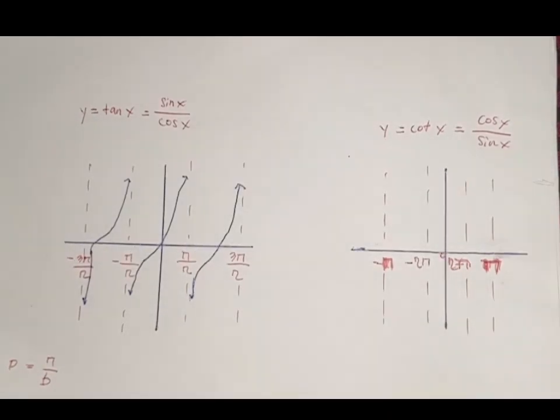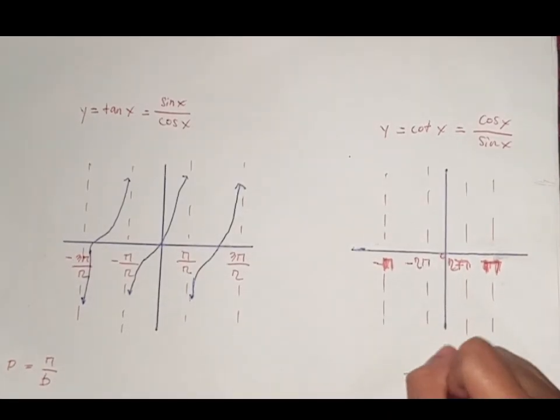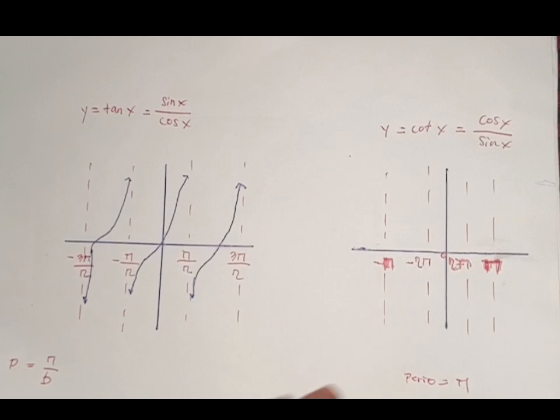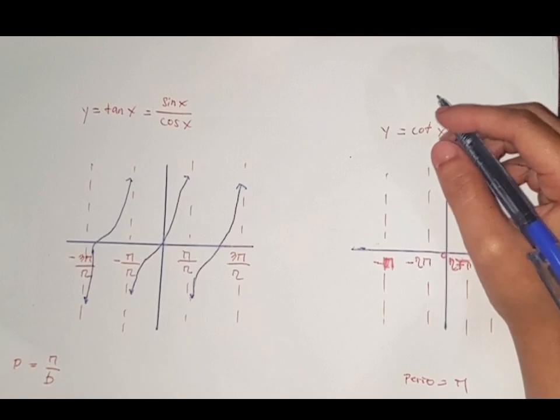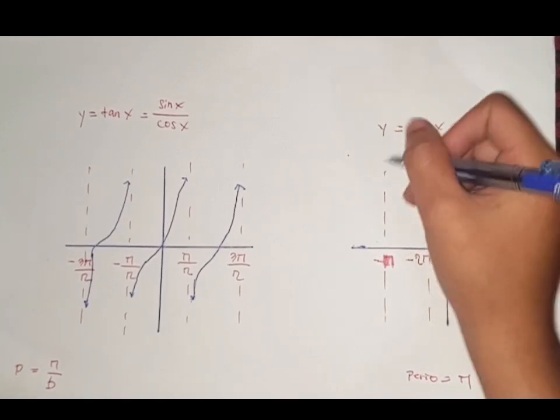The period of cot of x is pi. Unlike tangent, cotangent decreases from left to right. So we can draw a curve decreasing from left to right.